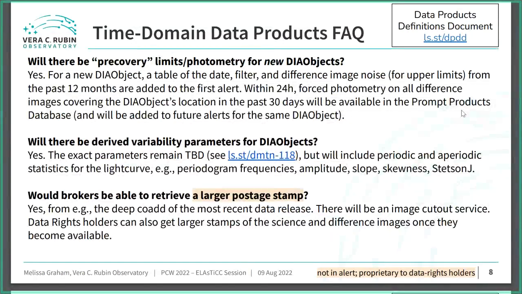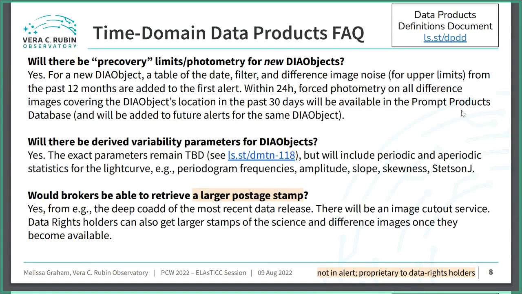Okay, I'm going to go straight to the FAQ question you requested, which was, would brokers be able to retrieve a larger postage stamp because 30 by 30 pixels doesn't get you the full host galaxy? And the answer to that is yes, you can retrieve them. For example, from the deep coadd from the most recent data release, that's probably the easiest thing to use. There will be an image cutout service. There's a prototype of that ready, actually, that we're starting to use with DP0. I haven't actually touched it yet, but it does exist.